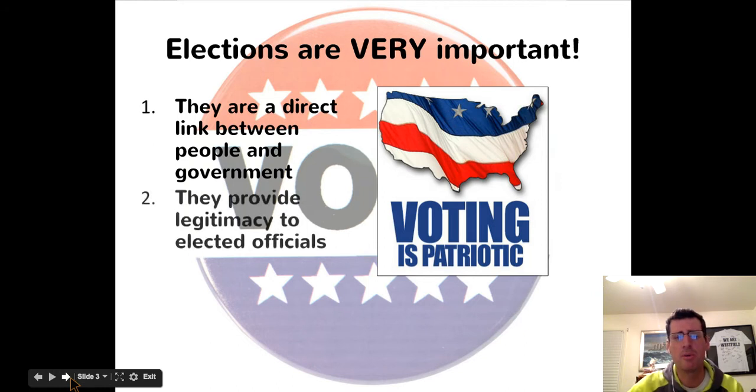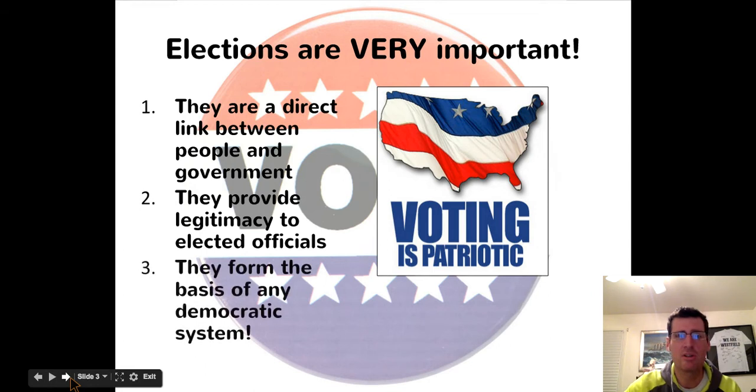They also provide legitimacy to elected officials. Those people who are in office, we know, have their jobs because they got them legitimately through a process that's generally accepted by all of us. And even when we don't get someone in office who we really like, we all accept the fact that they got there the right way. And then, of course, elections form the basis of any democratic system.